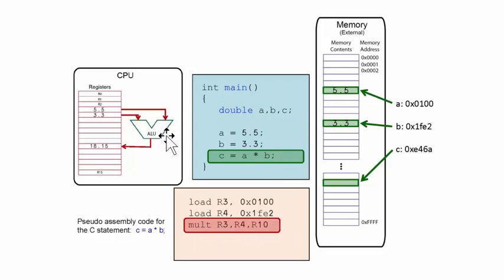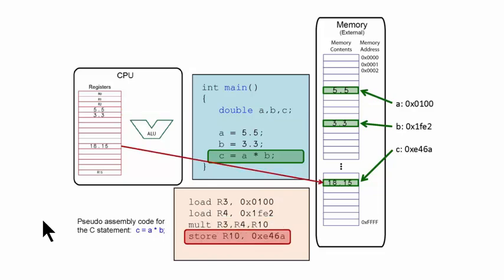So it had to bring those puppies over, it had to do the multiplication, and now you're going, well, okay, so I got 18.15, where do I put it? Well, the last thing that the program will do is it will take the result, which was held in a CPU register, and it'll put it back into the memory at the address that was allocated for the label or variable name C. Okay, so it's like, oh, this is pretty sweet.